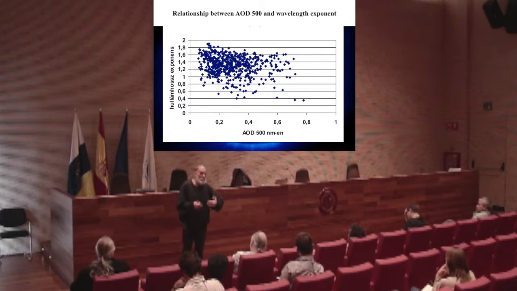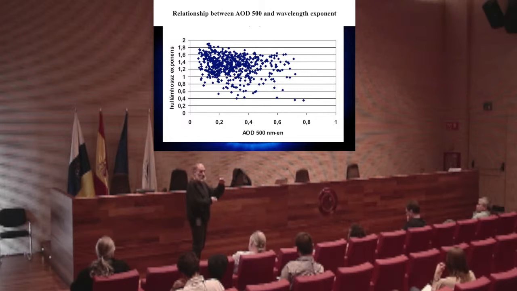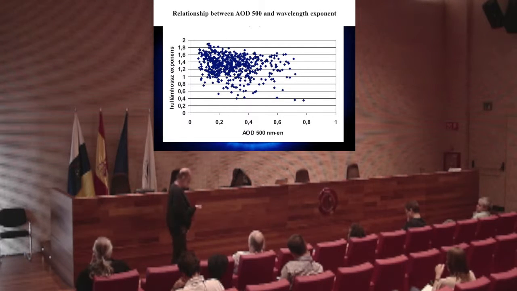If we have a higher aerosol load, aerosol content in the air column, it is expected that it has a probability that it contains larger particles, but it's not sure. It's possible, but not sure. So the reverse situation can also happen many times.